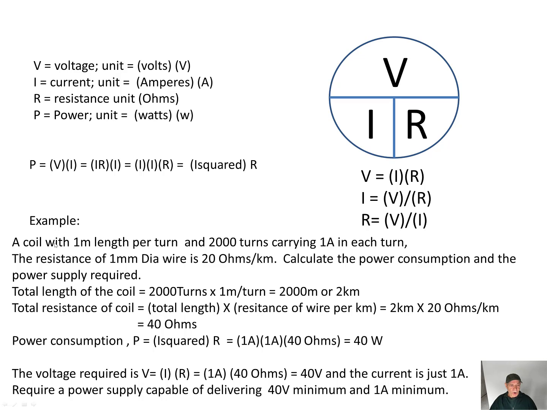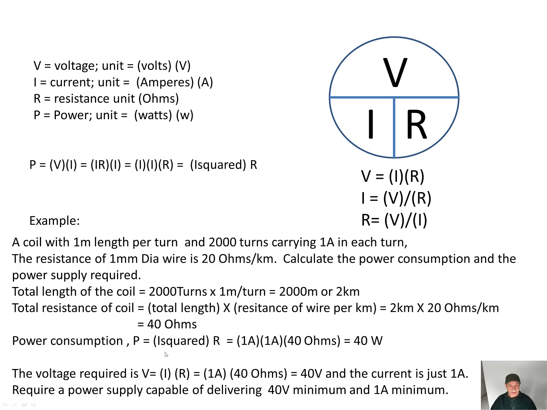Here's an example. A coil with 1 meter length per turn and 2000 turns carrying 1 amp in each turn. The resistance of 1 millimeter diameter wire is 20 ohms per kilometer. Calculate the power consumption and the power supply required. So the total length of the coil is 2000 turns times 1 meter per turn, gives 2000 meters or 2 kilometers. The total resistance of the coil equals the total length times the resistance of the wire per kilometer, which equals 2 kilometers times 20 ohms, gives you 40 ohms.